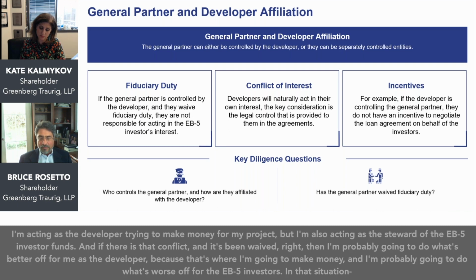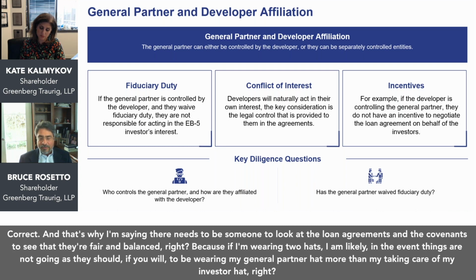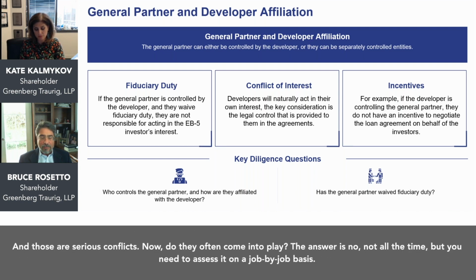That's correct. And that's why I'm saying there needs to be some look at the loan agreements and the covenants to see that they're fair and balanced, right? Because if I'm wearing two hats, I am likely, in the event things are not going as they should, to be wearing my general partner hat more than my taking-care-of-my-investor hat, right? And those are serious conflicts. Now, do they often come into play? The answer is no, not all the time, but you need to assess it on a job-by-job basis.